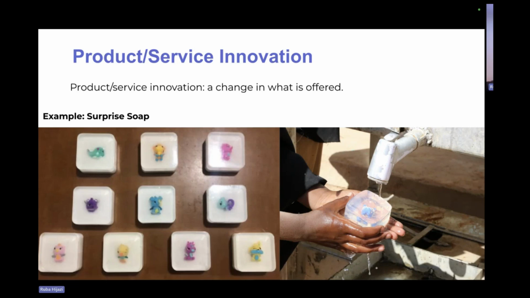When we talk about innovation as a product or service, during COVID, we faced this challenge with some kids in Yemen and Somalia. They don't want to wash their hands. So this surprise soap was one of the solutions, one of the innovations that one of the innovators came up with. And we started to use this, putting a small toy inside the soap in order to encourage kids to wash their hands.